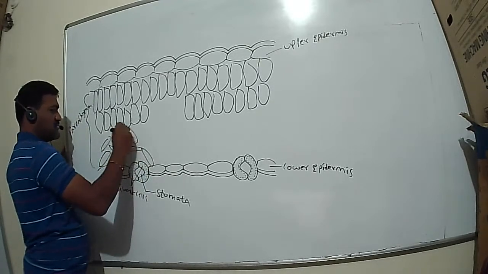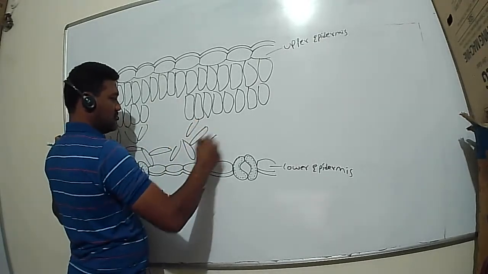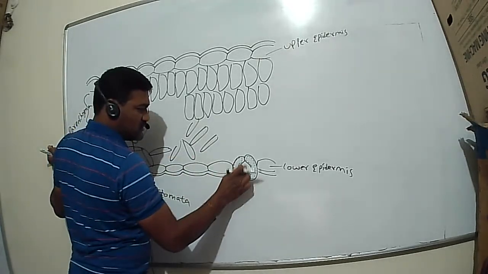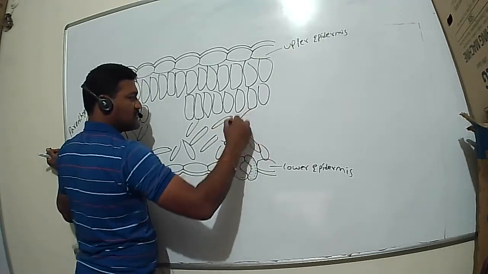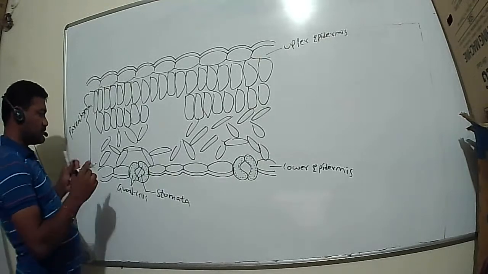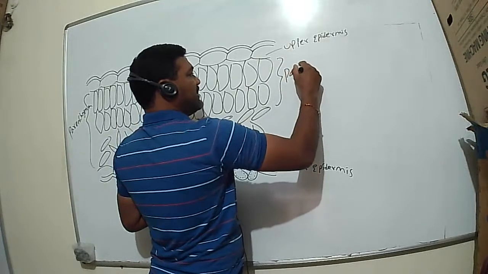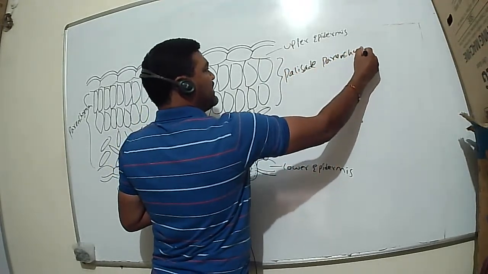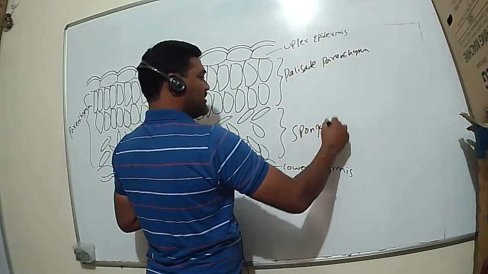There are large intercellular spaces. But remember, show the space above the stomata a bit larger, like this. So this upper part is called palisade parenchyma, and the lower part is called spongy parenchyma.